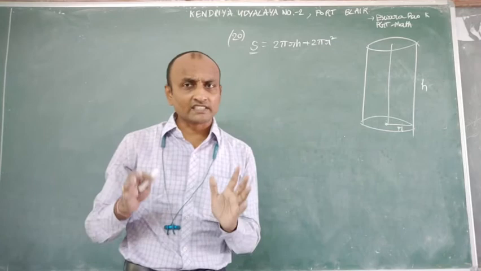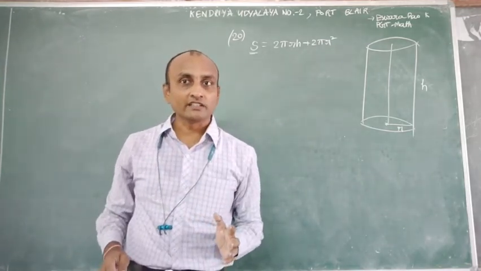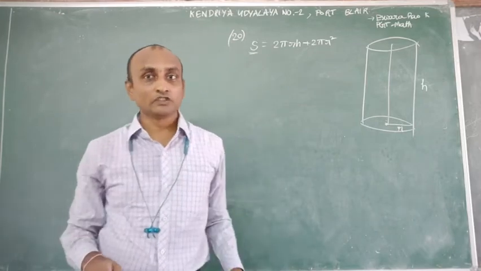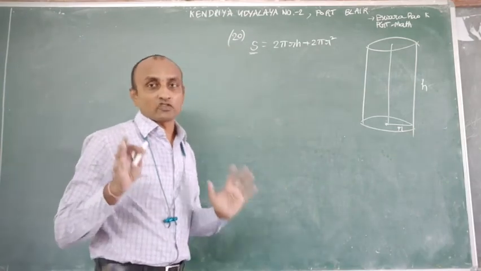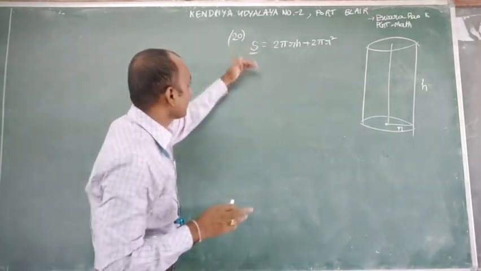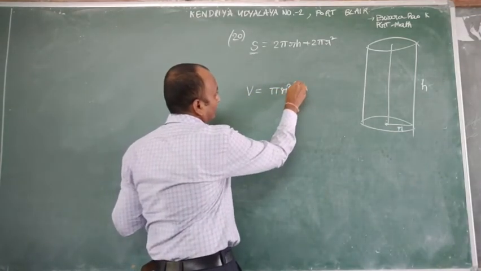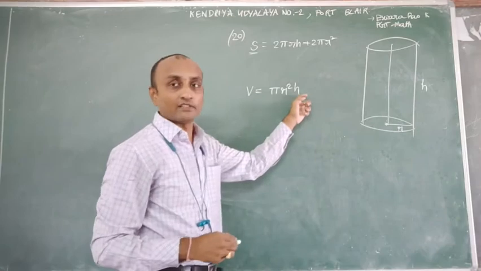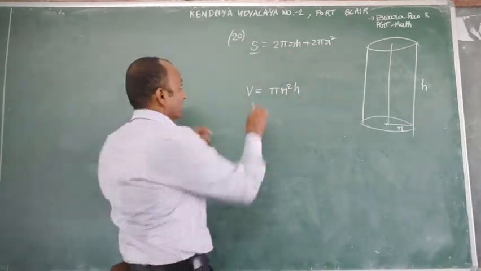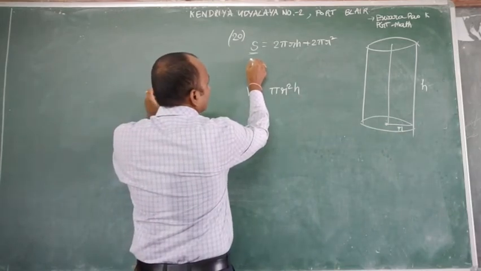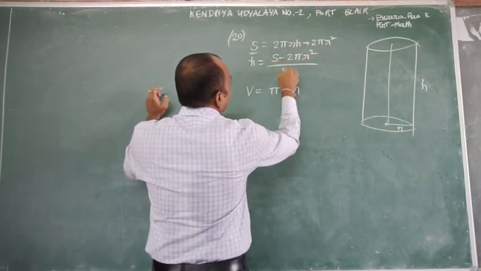They are telling that the surface area will never change, but volume will change. That volume is to be maximum. Now, when the volume is to be maximum, first we have to express volume in one variable. Volume formula is pi r square h for the cylinder. But r and h both are variable, so better express one variable in terms of the other. So I can write h is equal to (S minus 2 pi r square) by 2 pi r.